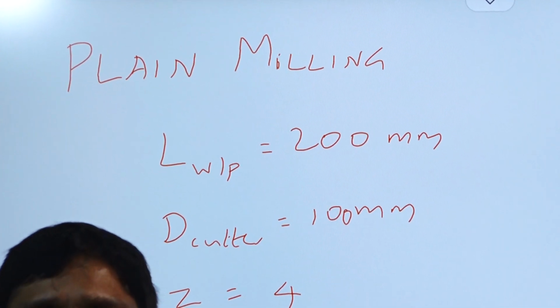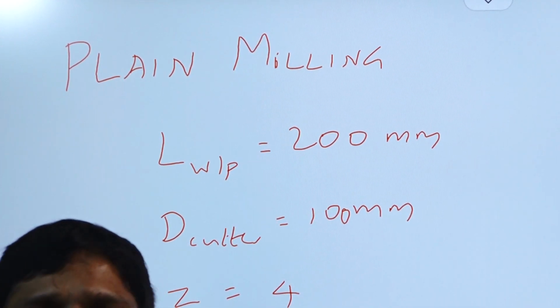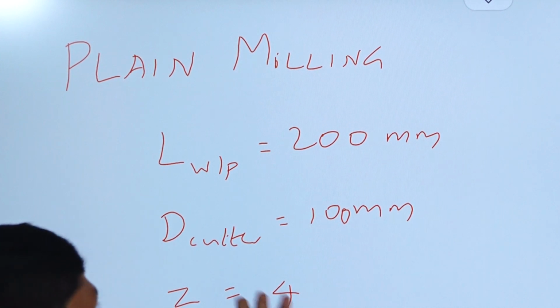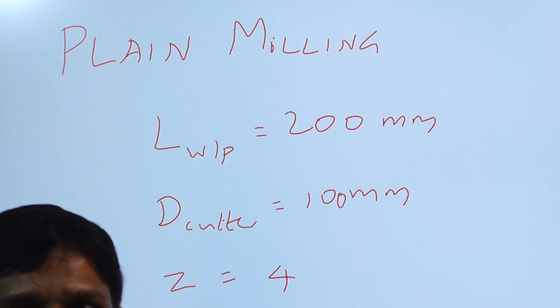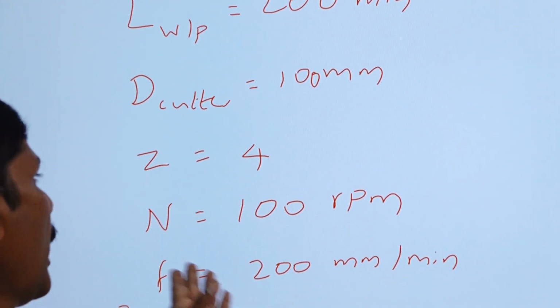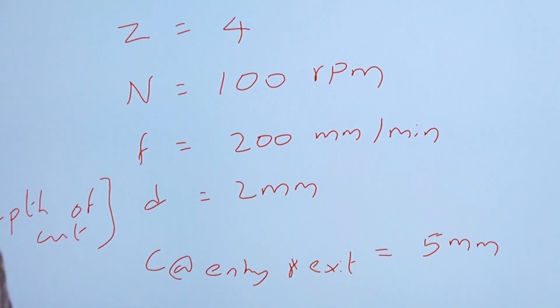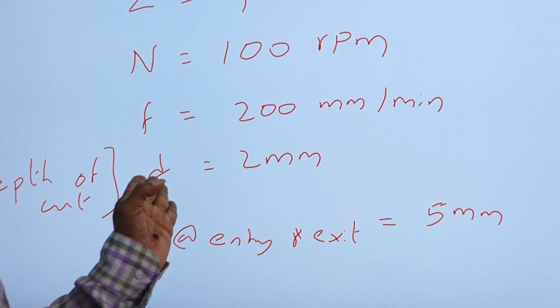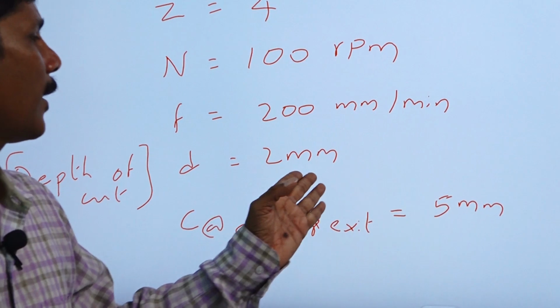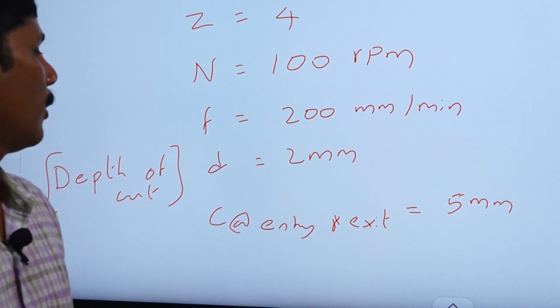It is a plain milling problem. In the plain milling problem, the length of the workpiece is given as 200 millimeter and the diameter of the cutter is given as 100 millimeter. Number of teeth Z is 4 and revolution per minute n is 100 rpm. Feed is given as 200 millimeter per minute and the depth of cut, notated as small d, is 2 mm.